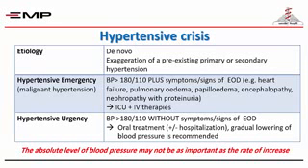Whereas urgency is a blood pressure more than 180/110 without symptoms and signs of end organ damage. This can be managed by oral treatment with or without hospitalization. Gradual lowering of blood pressure is recommended. The absolute level of blood pressure may not be as important as the rate of increase.